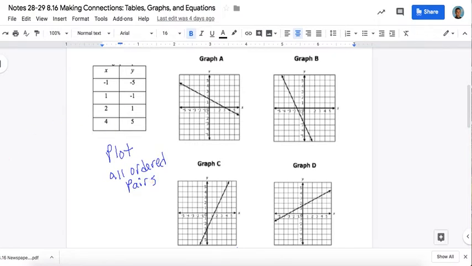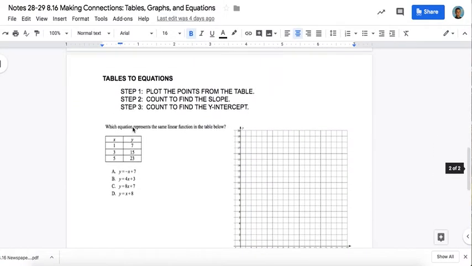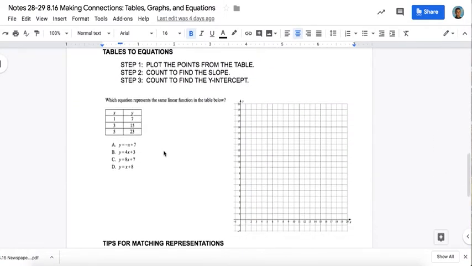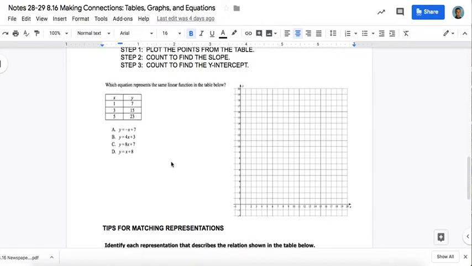Okay, now we can turn the page, and we're going to look at tables to equations. It says plot the points from the table, count to find the slope, and then count to find the y-intercept. So we're going to use the slope to continue the pattern and find the y-intercept. All we need to find the slope is just 2 points. So I'm going to graph these 2 points right here. And if you look at 523, it won't even fit on my graph. But that's okay. We only need 2 points.